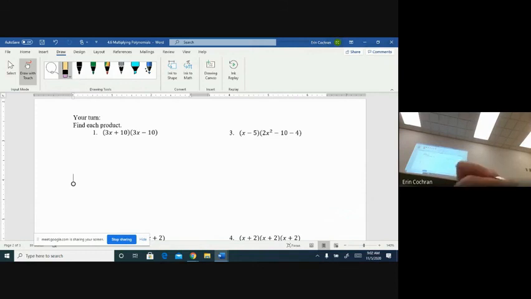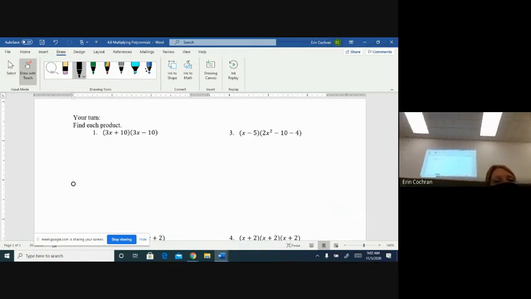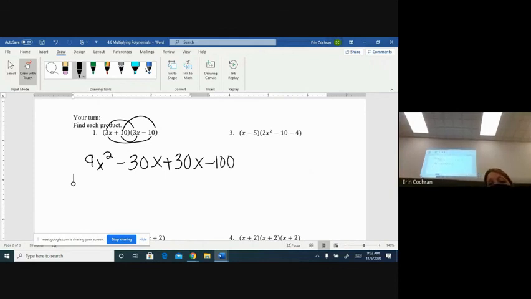All right. So I'll do one of each. If we FOILed the first terms, 3x and 3x, 9x squared. Outer, 3x and negative 10, negative 30x. Good. Inner, 10 and 3x, positive 30x. And last terms, 10 and negative 10, negative 100. What happens to my inside and outside terms?